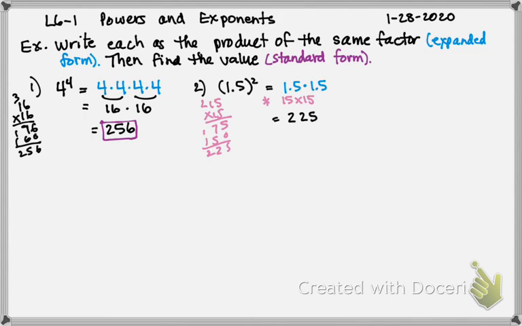Now remember, we have to count up how many digits came after the decimal point. I see 1, I see 2, so my answer also gets 2 digits after the decimal point. So my answer is 2.25.